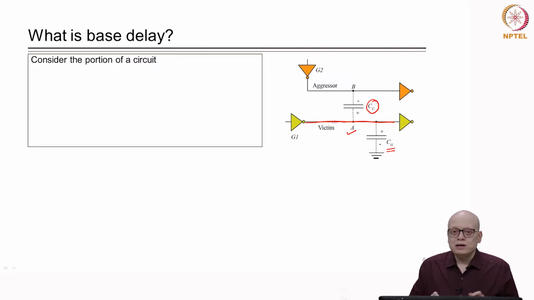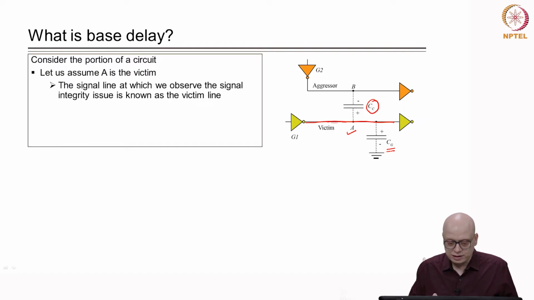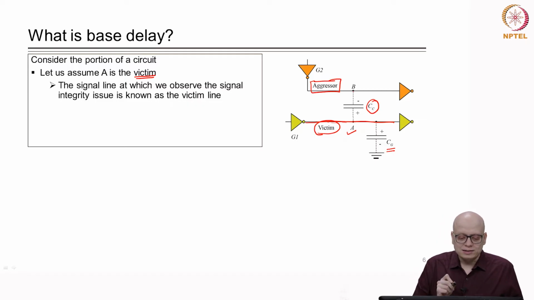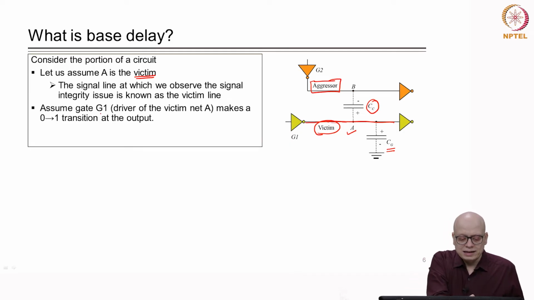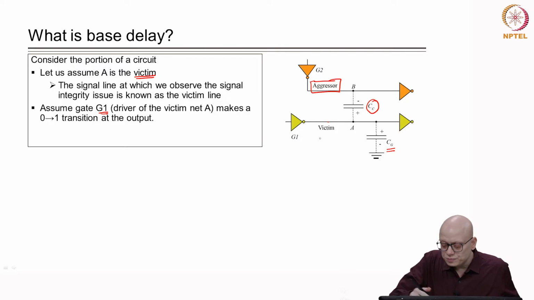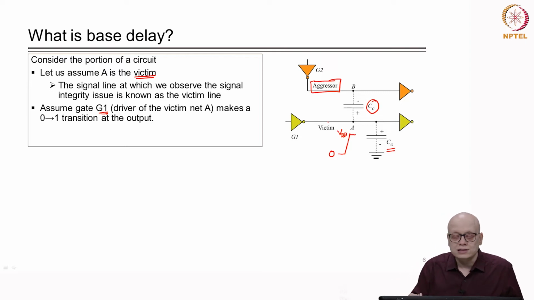Whenever we want to study signal integrity issues, the line where we are observing the effect is the victim line, and the line which is causing the effect on the victim line is known as the aggressor line. Let us assume that A is the victim and B is the aggressor line. Let us assume that the gate G1 makes a 0 to 1 transition, meaning that initially the voltage at point A was 0 volt and later it rose to VDD. So, there is a 0 to 1 transition on the victim line.